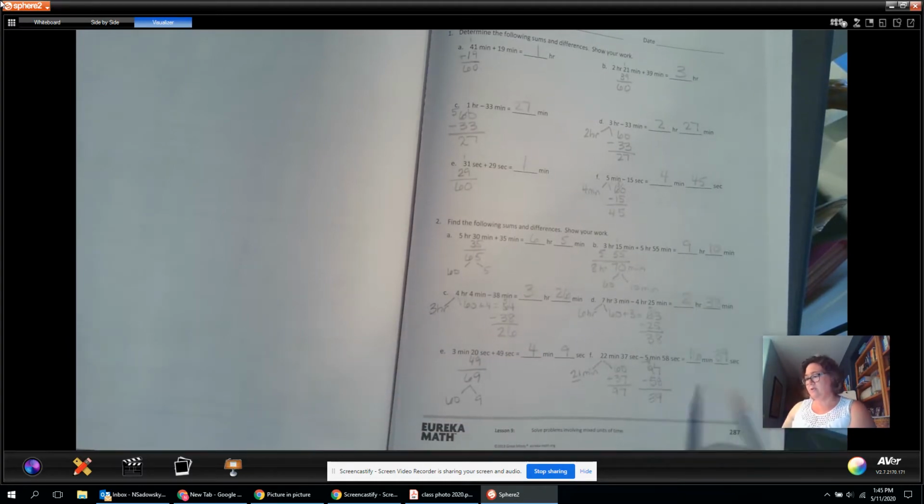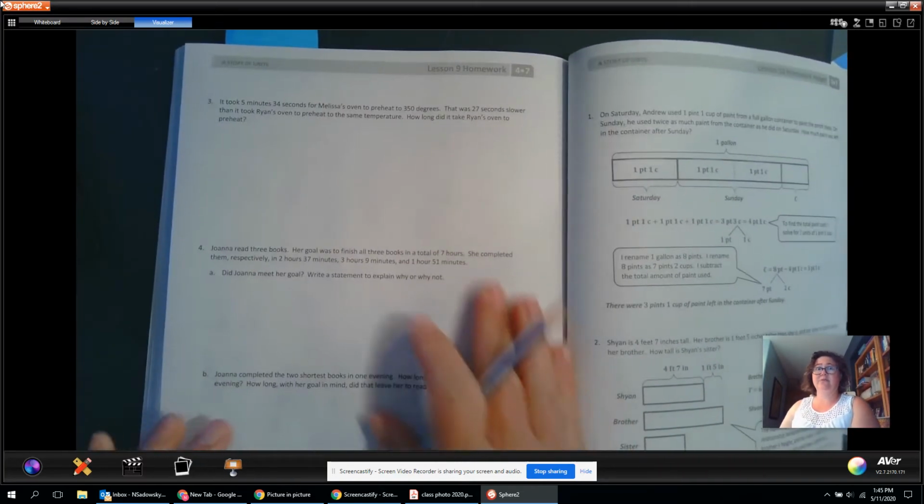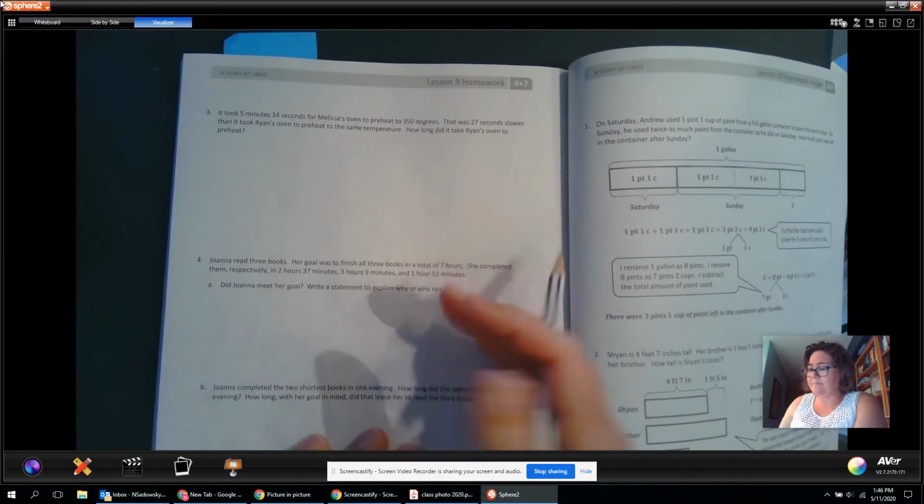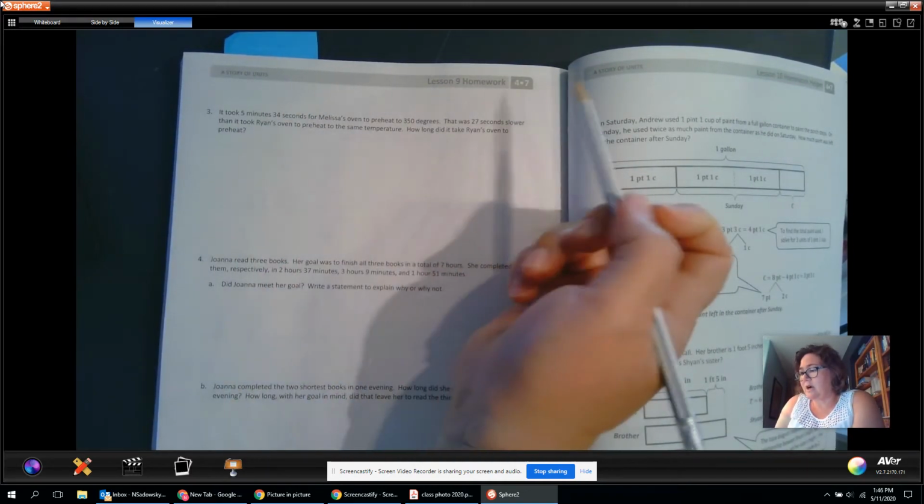But like I said, if you need to do some of these problems to the side or use these blank pages next to it, use the scratch paper. Don't try to do it all in your heads. So here we go. Our word problems.